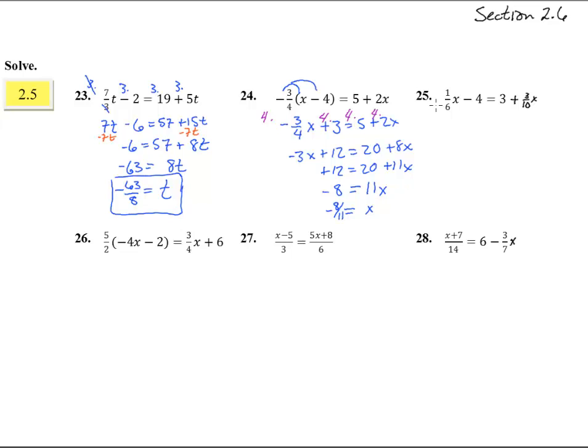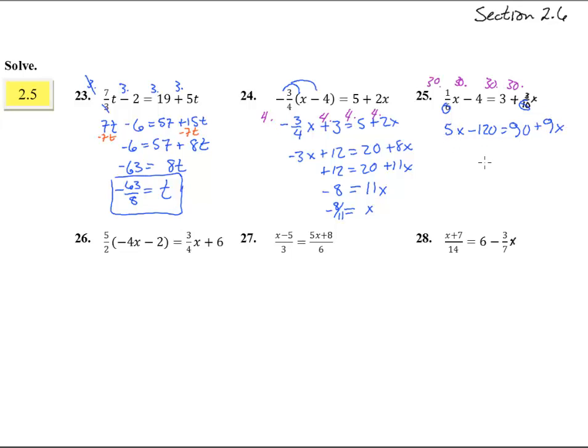Good. Number 25. We don't have any fractions to deal with, but we do have a 6 right here and a 10 right there. Least common denominator of a 6 and a 10. That could be like a 60, 30. But 30 will go into, we'll have both of those go into it. So if we times everything by 30, those fractions will go away. 30 times 1/6 is a 5x minus 30 times 4 is a 120 equals 90 plus, 30 times 3/10 is a 9x.